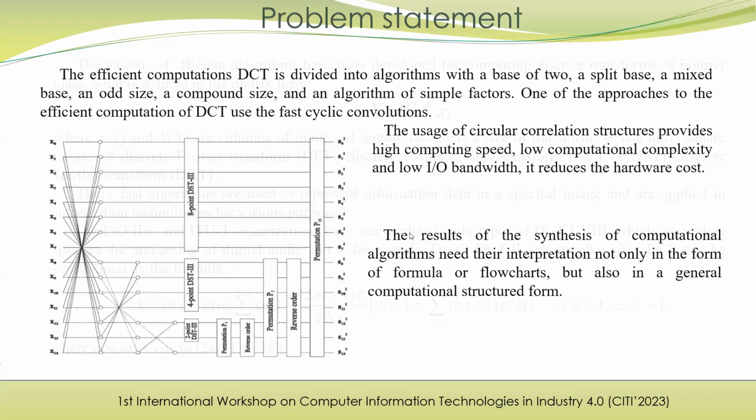The efficient computation of DCT is divided into algorithms with a base of 2, a split base, a mixed base, odd size and compound size, and an algorithm of simple factors. One of the approaches to the efficient computation of DCT uses the fast cyclic convolution. The usage of circular correlation structure provides high computing speed, low computational complexity, and low input-output bandwidth. It reduces the hardware cost.